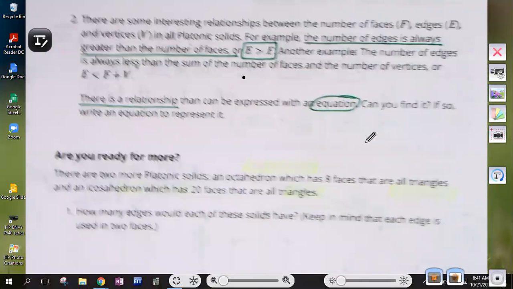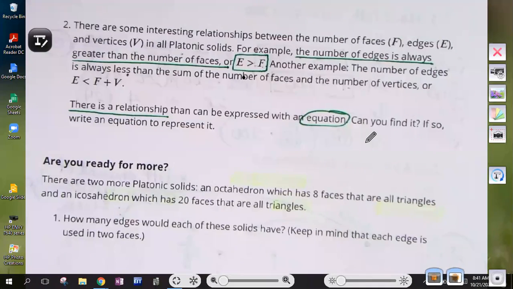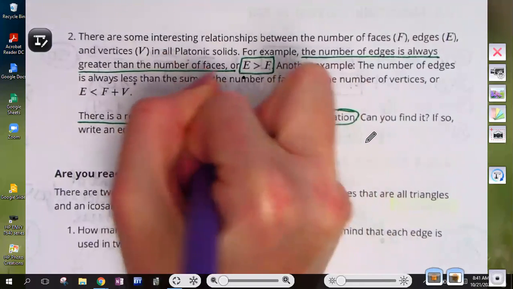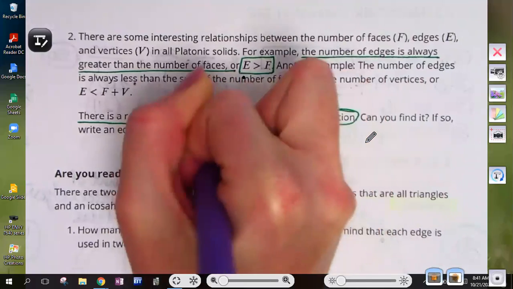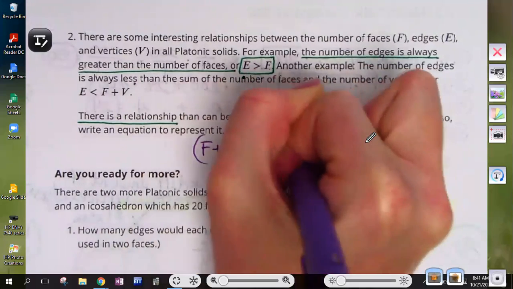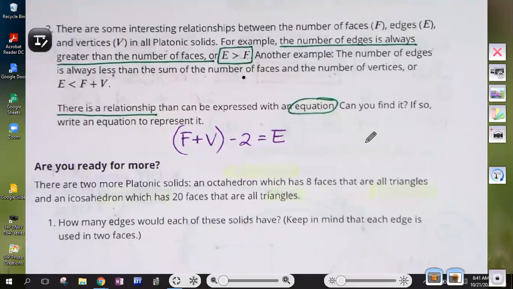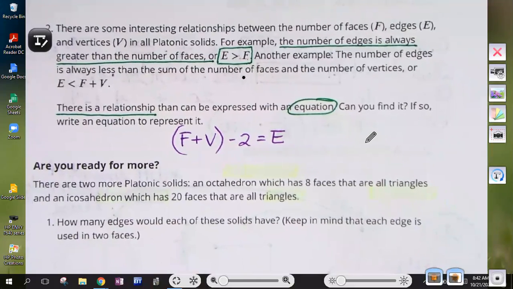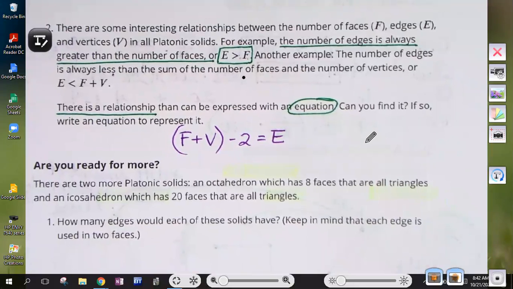So Hayden Brinkley, what did you get? F plus B minus 2. Okay, write that down. We're not going to panic yet. We're not intimidated by this. We are learning how to do it still.